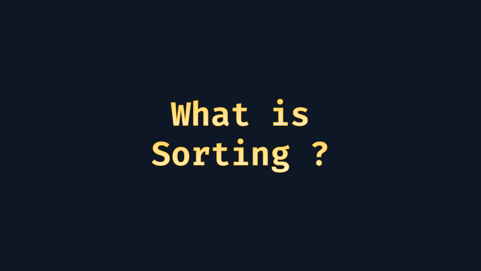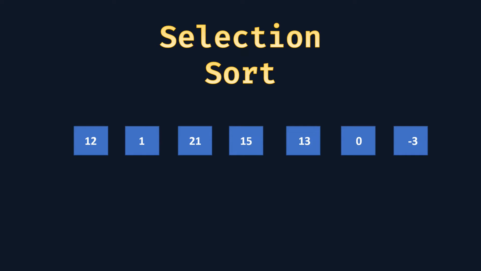And today we will be discussing selection sort. So we are given an array: 12, 1, 21, 15, 13, 0, minus 3. And we need to sort it. You can easily try to sort these elements by using your copy and pen, but now we need to observe the pattern. What does the selection sort algorithm tell us to do?